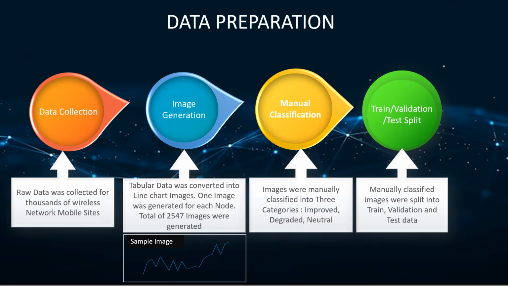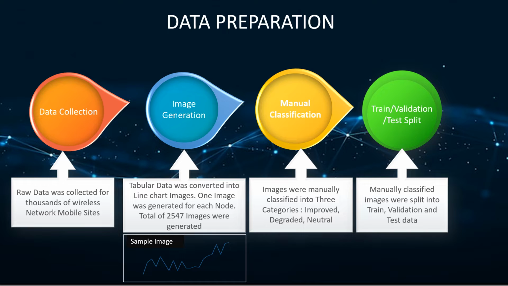Let's look at the data preparation. The raw data that was collected was in tabular form, and it had 30 days of performance data for each wireless node. Once I had that data, I converted the tabular data into a line chart, so I have more than 2,500 line charts, one for each node. You can see a sample image here. It shows 30 days of performance data. I have more than 2,500 images like these.